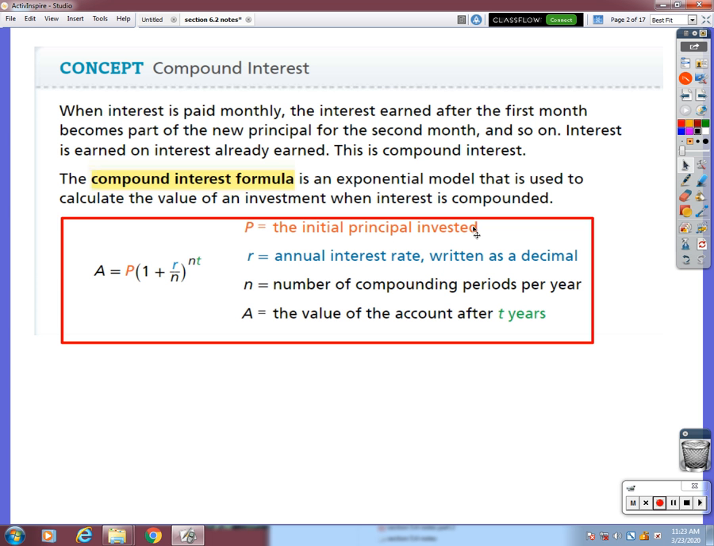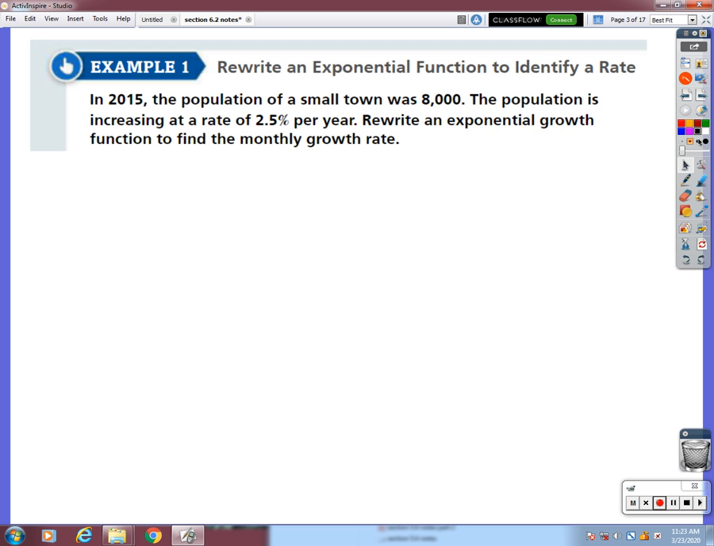So here's what this all means. P is the amount that you're starting with. R is the interest rate. Don't forget to change that to a decimal. N is the number of times you're adding interest every year. T is the number of years, and A is how much money you end up with in the end. So let's do an example of that.